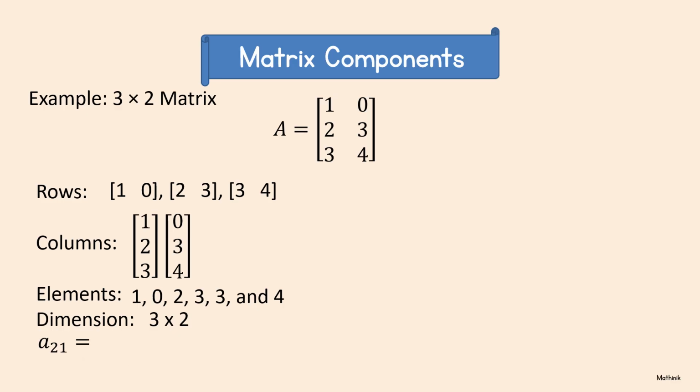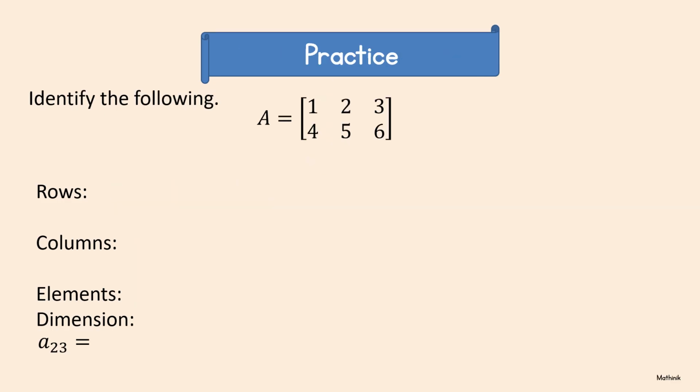Then A sub 21. The first number is 2, which is the second row. Then we have 1 as the first column. So the intersection is 2. Therefore, the value of our A sub 21 is 2. Okay. So, kung may tanong, just comment.